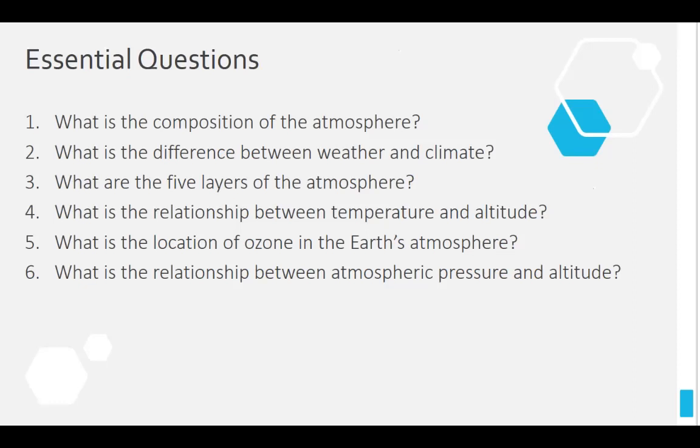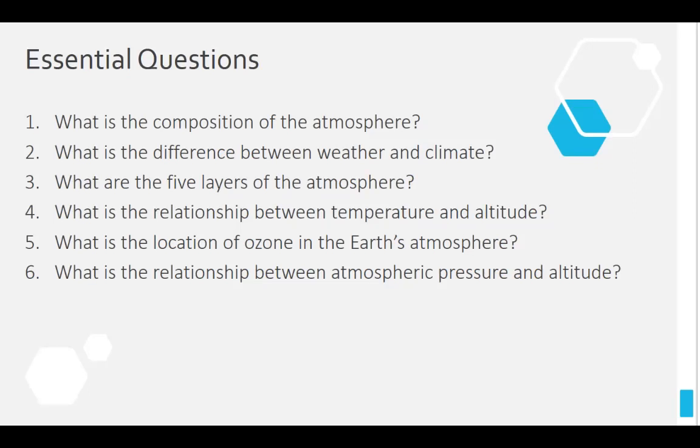Number five, what is the location of ozone in the Earth's atmosphere? The primary location. You can get it in other layers, but it's meant to be in one particular layer. And number six, what is the relationship between atmospheric pressure and altitude?